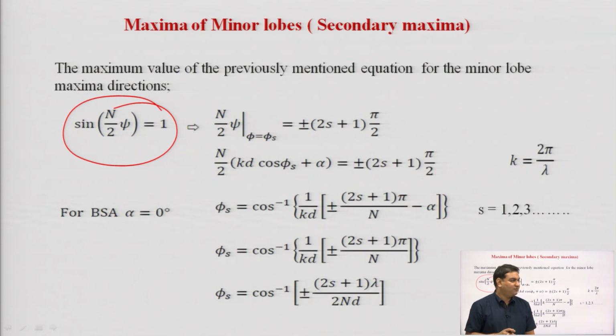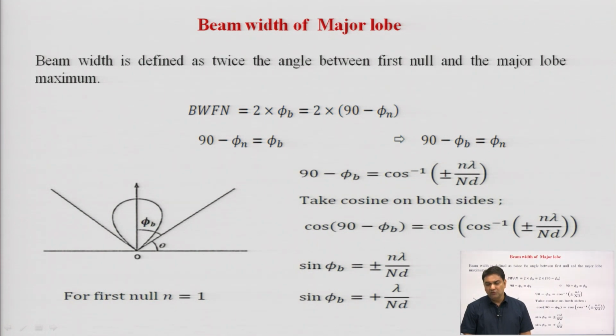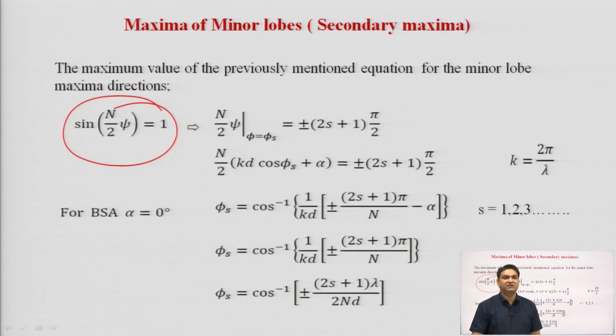Here we put the value of n by 2 (k d cos phi s plus alpha) is equal to plus minus (2s plus 1) into pi by 2, and finally we get the value of the different directions like this.